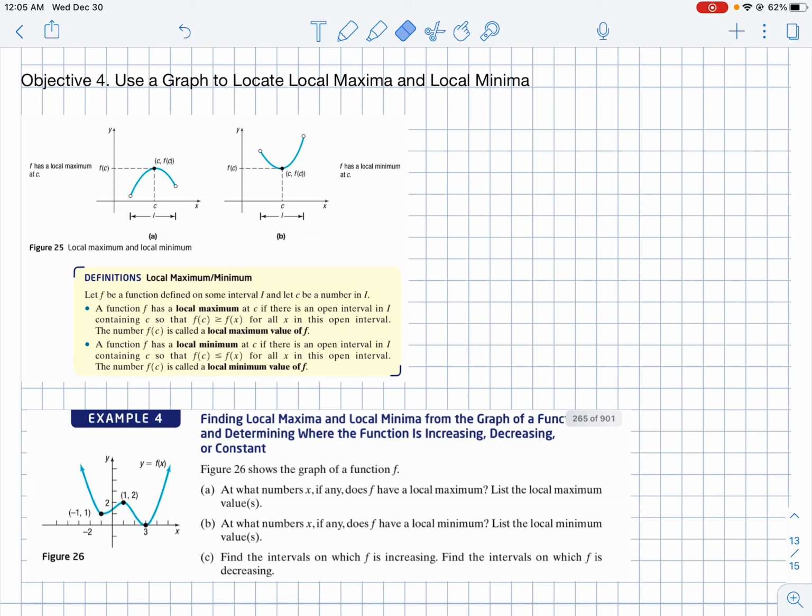Objective number 4. Use a graph to locate local maxima and local minima. The definition of the local maximum at C is that if you plug in any number C into the function, the output is f of C. That output is always bigger than the other outputs. Then you say f of C is the local maximum value of f.